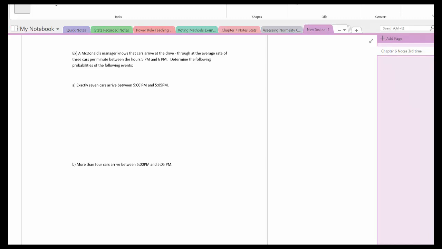Okay, let's take a look at an example. A McDonald's manager knows that the cars arrive at the drive-thru at the average rate of 3 cars per minute between 5 and 6 p.m. Determine the following probabilities. Now, similar to binomial, you've got to put it in one of two ways: either X is equal to little x, which is the PDF, or X is less than or equal to x, which is the CDF.